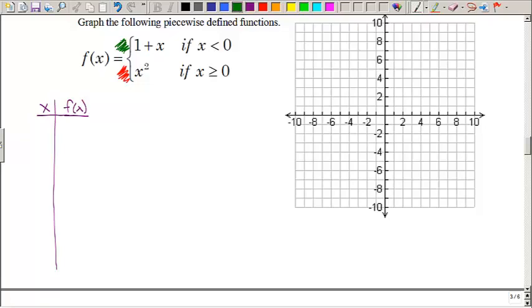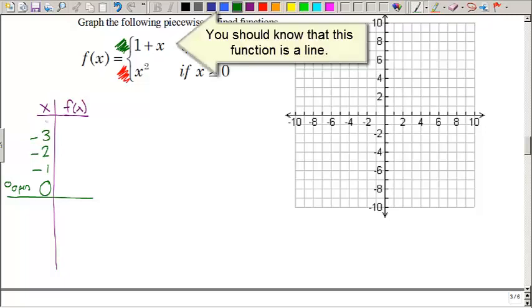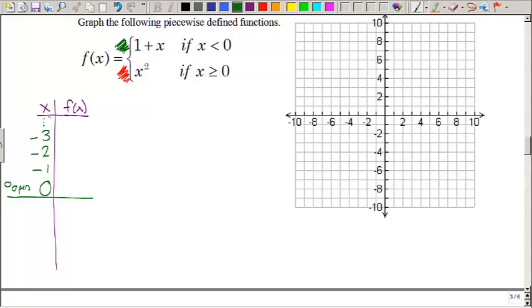In each of the domains, the domain for the green function and the domain for the red function, I need to pick several values. I need to pick in the green function values that are less than 0. Do I have to include 0? I have to choose him as a choice, but then I have to make a note that he is an open circle. And then I have to pick values that are less than him. I'll go -1, -2, -3, and I'm going to put a dot, dot, dot here because I want you to remember that the values keep going. It's not an endpoint, but it will have an arrow there.